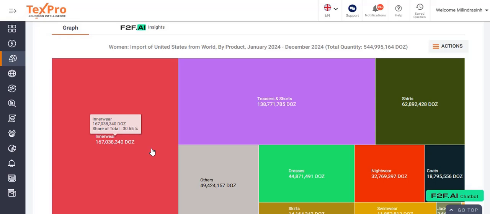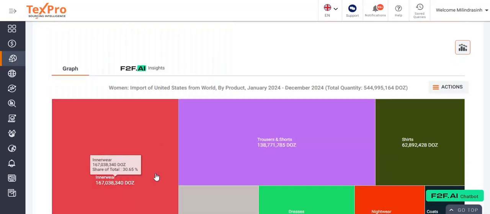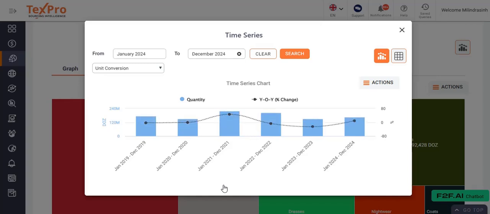So basically, there are different bifurcations and combinations in which you can analyze the trade data to understand which are the leading categories, which are under each of these categories by material type, gender type, or product type. And to understand the trend at each of these levels and categories, we also provide you with an option of plotting them into historical time series trend. So for an example, under women wear, under innerwear, if I want to understand whether the imports of women innerwear for US is increasing or decreasing, I can just click on this, click on the time series button, and this will give me the last 5 years time series chart to understand what sort of trend is there in that particular category.